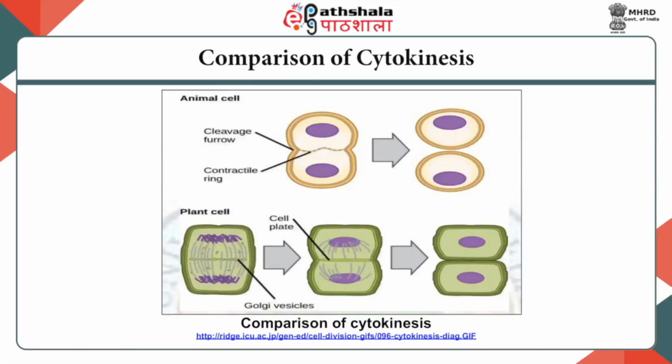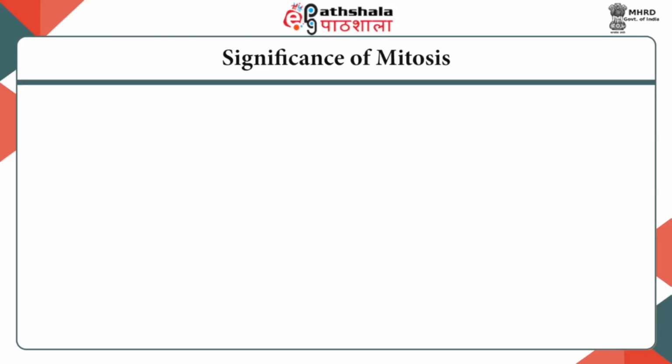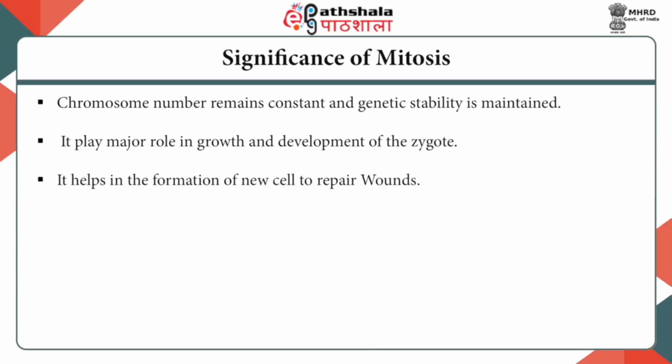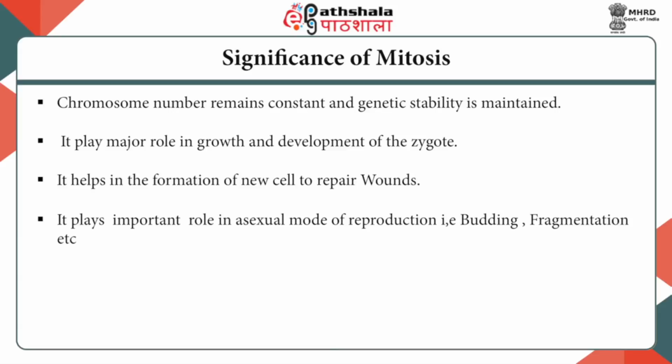In the picture you can see a few important significance of mitosis. Number one, in mitosis, as it takes place in all somatic cells, the daughter cells which are formed have constant chromosome number and they are identical to the parent cell. So chances of variation are negligible here. Mitosis mainly takes place in those cells where growth and development is required, as in case of zygote. It is even helpful in wound repair. It is an important mode of asexual reproduction also.